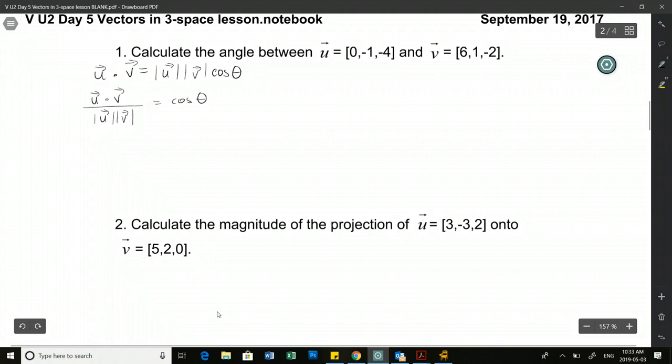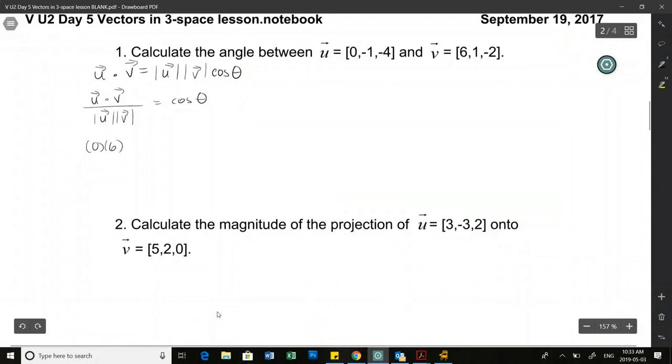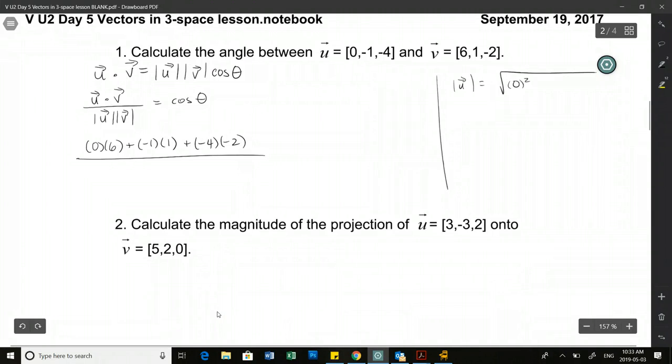Okay, so we're going to dot, and I think you guys can probably extend your idea of the dot product. Usually in 2D space we would multiply the x components and add the y components multiplied. Now because I'm in 3 space, I also have to add the z components being multiplied. Then maybe off to the side I'll do the magnitude of u and v, and then we'll just plug them in. So the magnitude of u is going to be the square root of 0 squared plus -1 squared plus -4 squared. And then same idea for v.